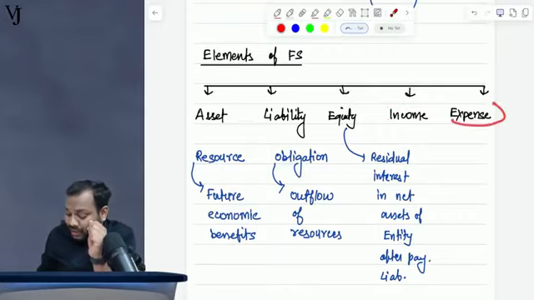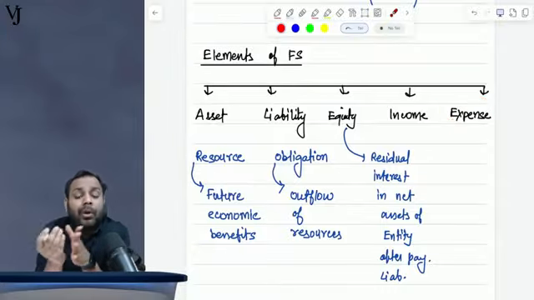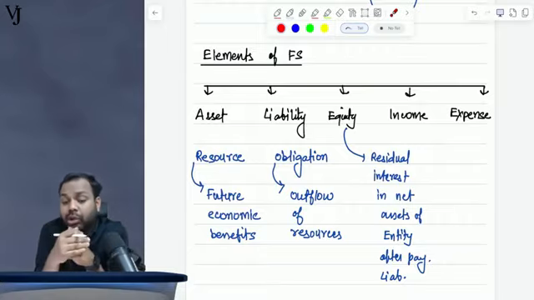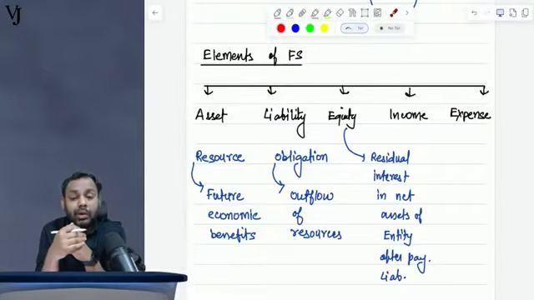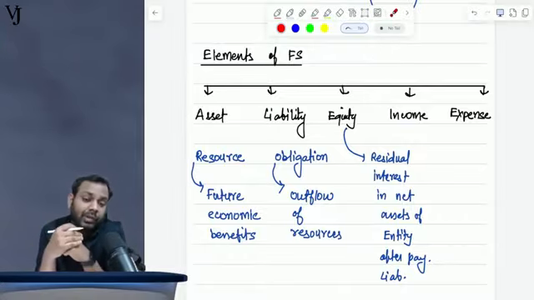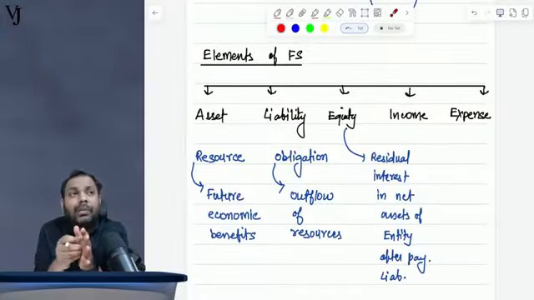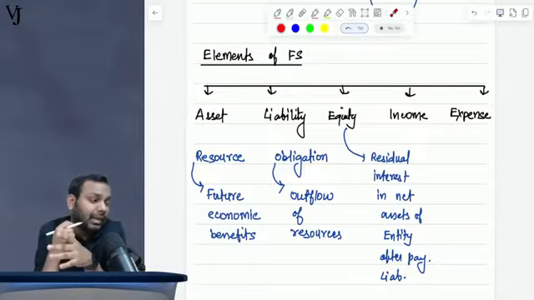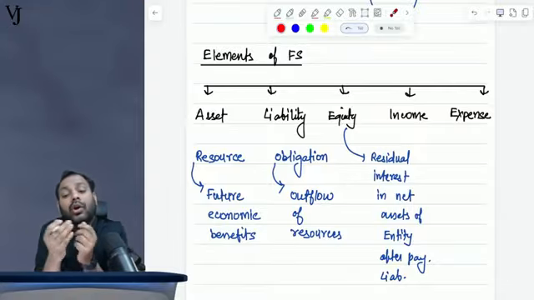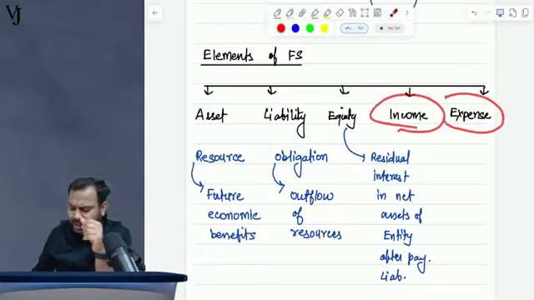Now expense. It can be an operating expense for the business, or a non-operating expense, say finance costs. Cost of sale, distribution cost and admin cost are all operating expenses, right? Non-operating expenses include loss on sale of assets and finance costs. So there can be income, and there can be expense.